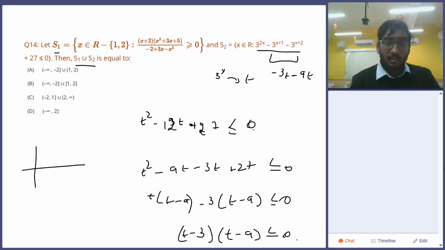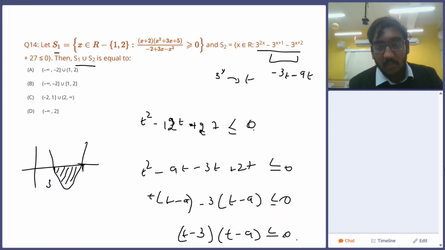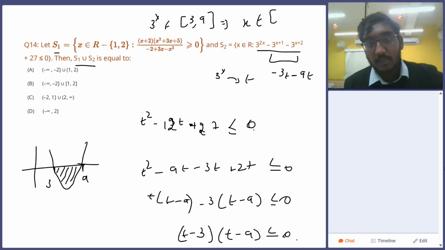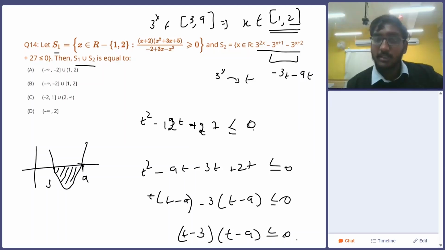So clearly the value of t will lie between the roots. That is the place where it is less than equal to 0. So t belongs to what? 3 comma 9. That means 3 power x belongs to 3 comma 9, that is 3 power x belongs to 3 power 1 to 3 power 2. That means x belongs to 1 comma 2. So for this particular S2 it is 1 comma 2, and it's in closed brackets, that means the endpoints are included.